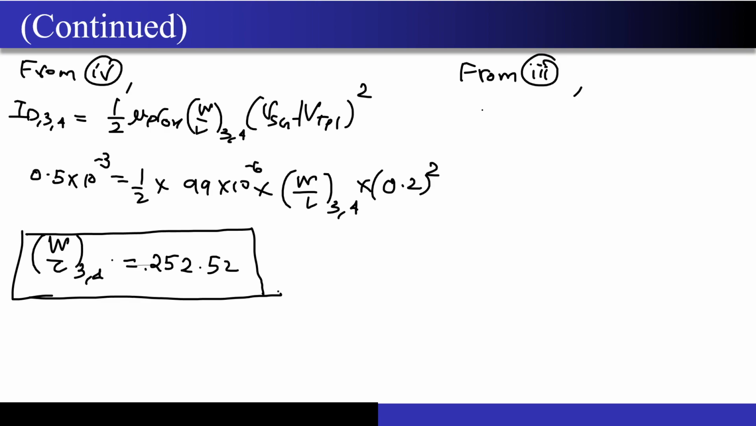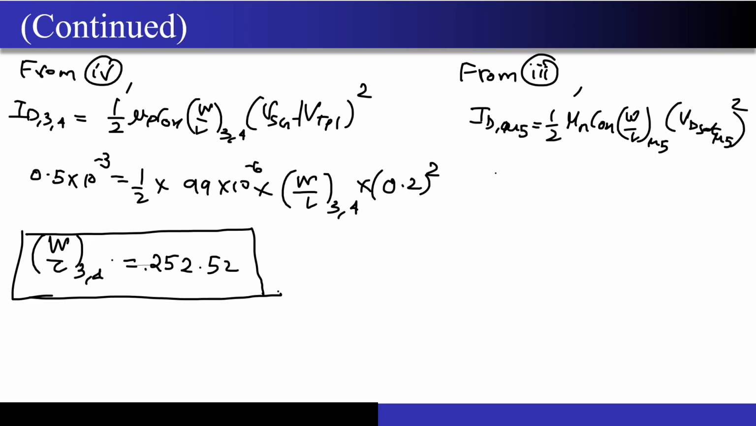Correct? So again, I am writing the current equation for the tail current source. Okay? Tail current source. So this is half mu n Cox W by L of the tail current source into VD sat of the tail current source, right? So I know this value. This is 10 to the power minus 3. 1 milliampere current flows through the tail current source.